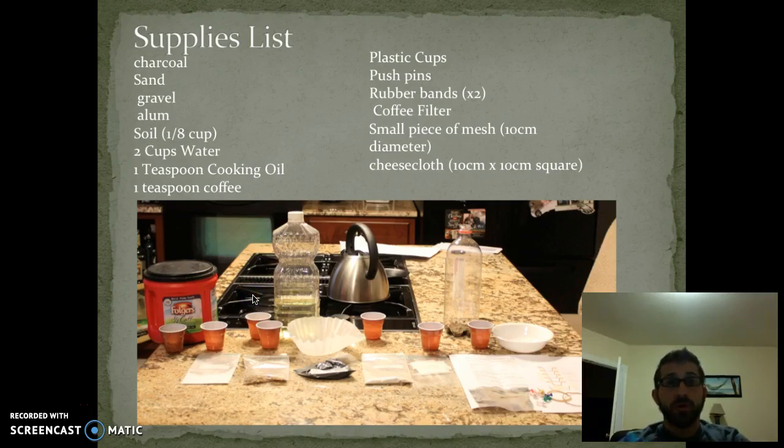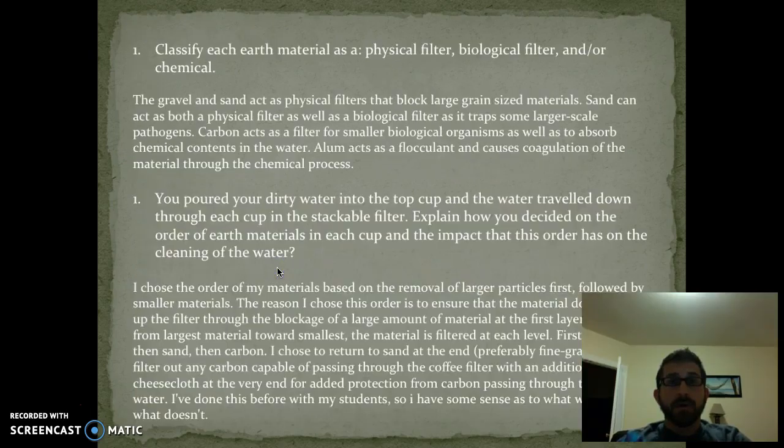In Module 2, we were asked to use the following supplies to filter water. And we classified materials based on if they were a physical, biological, or chemical filter, and we related them to earth features. So, for instance, our sand was both a physical and a biological filter because it can, in fact, filter particles as well as things that are alive, like bacteria.